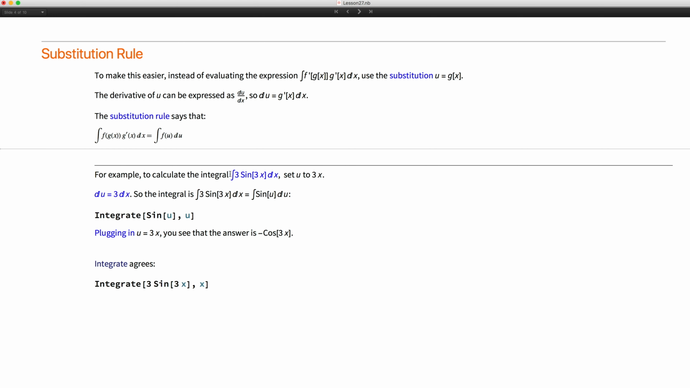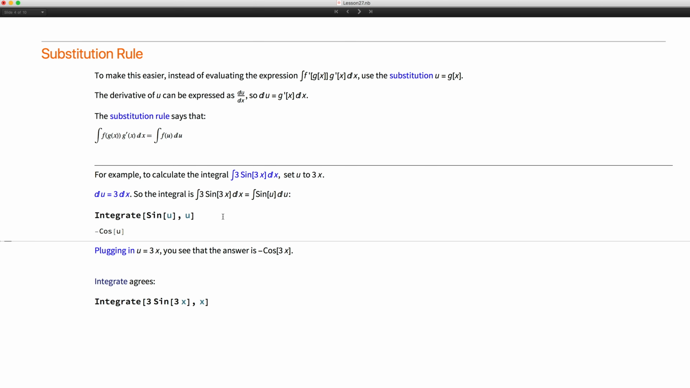So for example, if I said find the integral of 3 times sine of 3x dx, then you set u to be 3x. So du is 3 times dx, because that's the derivative of 3x. So that 3 over here and the dx over there combine, and you get sine of u du. But then we can't stop over here because u is 3x, so the answer is negative cosine of 3x. And you can check that directly with Integrate, and you do get back the right answer. So that's the rule for substitution. Namely, you set u to be g of x and then proceed from there.